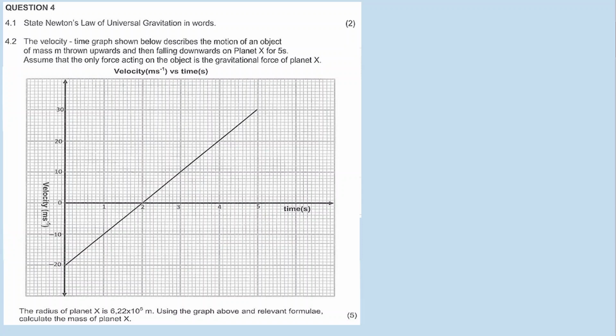Alright, our question 4 focuses on Newton's laws, the universal gravitational law. In the description box there are links for other recordings we have done for this question paper.